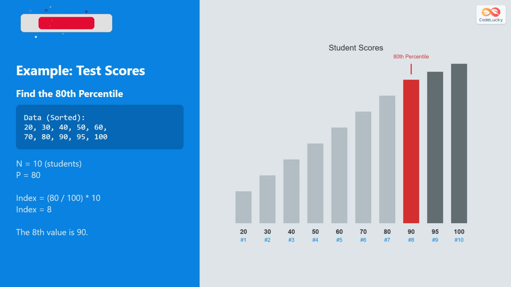Let's try an example. Here are 10 test scores, sorted from lowest to highest. We want to find the 80th percentile. We calculate 80 divided by 100 times 10 students. The result is 8. So we look at the 8th value in our sorted list, which is 90. A score of 90 is at the 80th percentile.